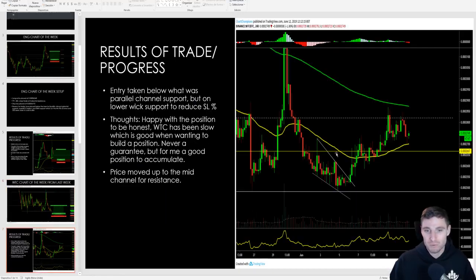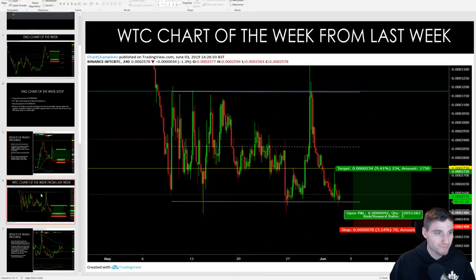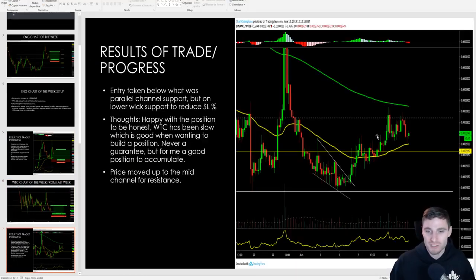Okay, and then this is what has happened today. This is what we were looking at literally last week on Walton Chain. We were literally at the bottom of this range, and I said I'm still holding confidence in this coin. I'm still accumulating at the bottom here, and today obviously you can see the big move up it's had, from our video last week up to the middle of that parallel channel in the end, where it's finding resistance.